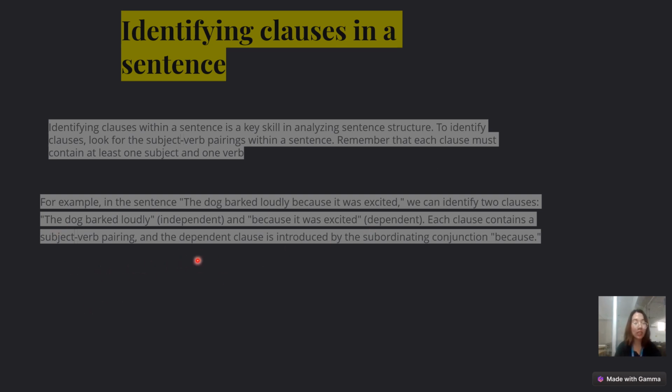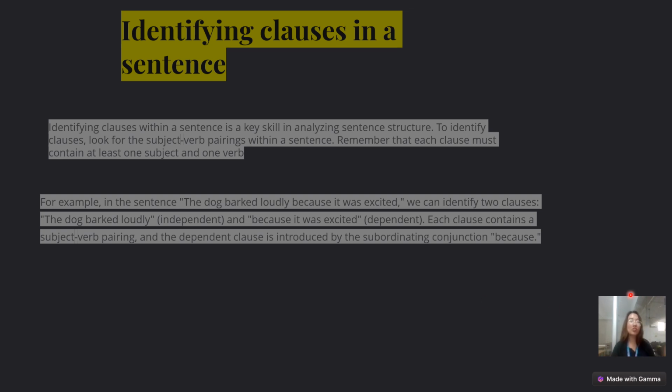For example, in the sentence, the dog barked loudly because it was excited, we can identify two clauses. The dog barked loudly is an independent clause, and because it was excited is dependent. Each clause contains a subject-verb pairing, and the dependent clause is introduced by the subordinating conjunction because.